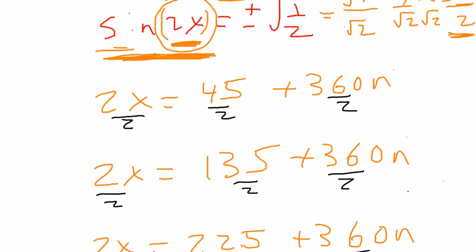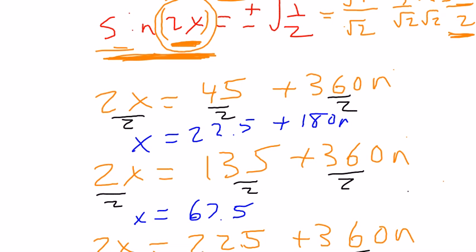Okay, so that would be x equals 22.5 plus 180n. 135 divided by 2 is, so this would be x equals 67.5 plus 180n.